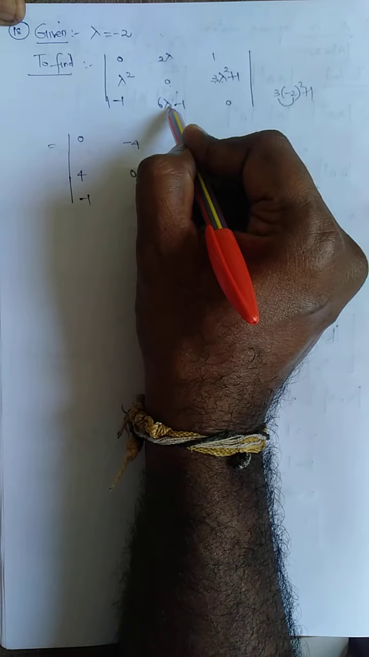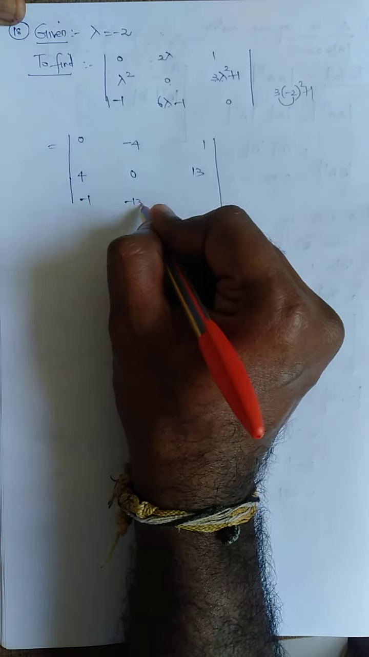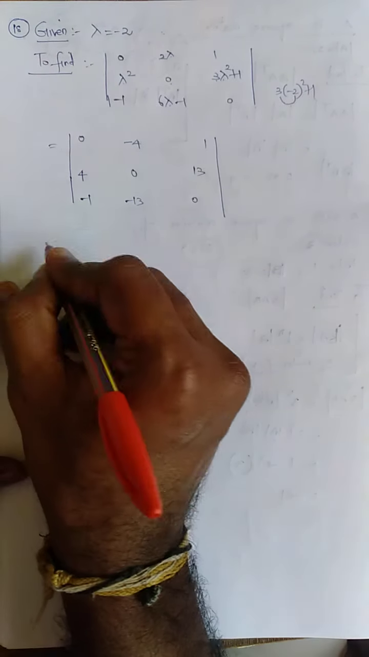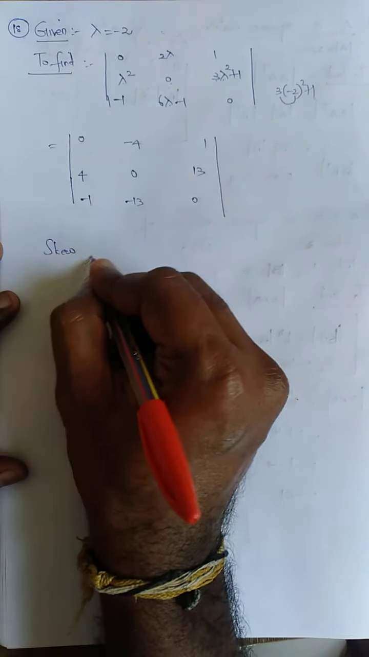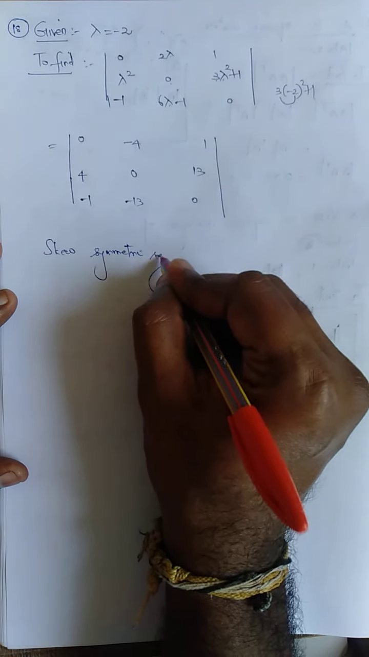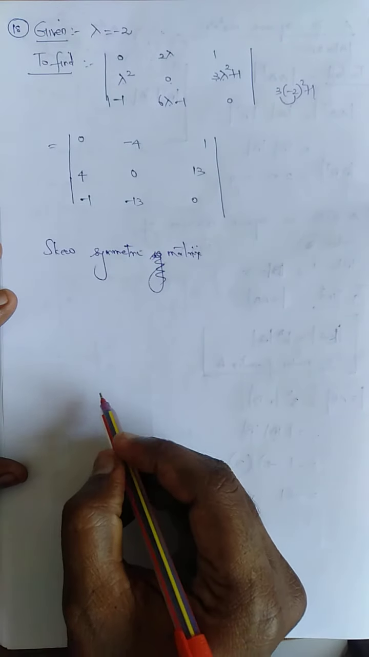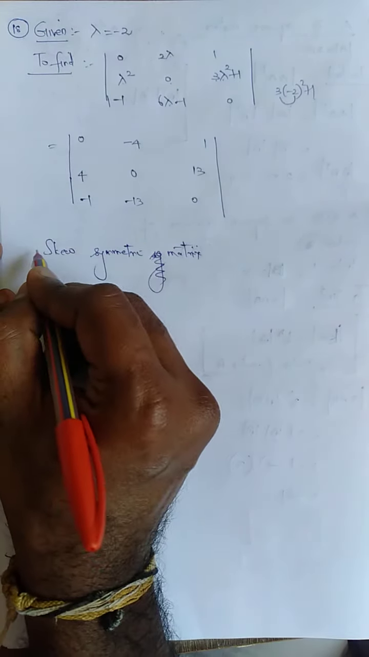6 into minus 2, lambda is minus 2, 6 into minus 2 is minus 12. Minus 12 minus 1 is nothing but minus 13. This becomes 0. So what is this one? This is nothing but a skew symmetric matrix. The above matrix is a skew symmetric matrix.